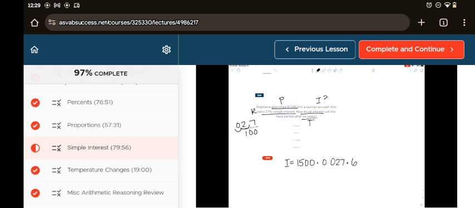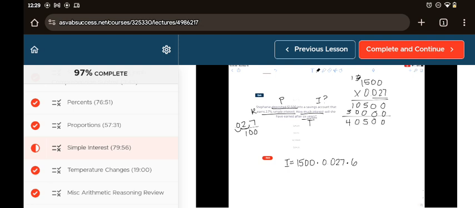1,500 times 0.027. 7 times 0 is 0. 7 times 0 is 0. 7 times 5 is 35. Carry the 3. 7 times 1 is 7, plus 3 is 10. 2 times 0 is 0. 2 times 0 is 0. 2 times 5 is 10. Carry the 1. 2 times 1 is 2 plus 1 is 3. Now we're going to add it up. 0 plus 0 is 0. 0, 5, 0, 4. There are 3 numbers behind the decimal point in my question, so there will be 3 numbers behind the decimal point in my answer.